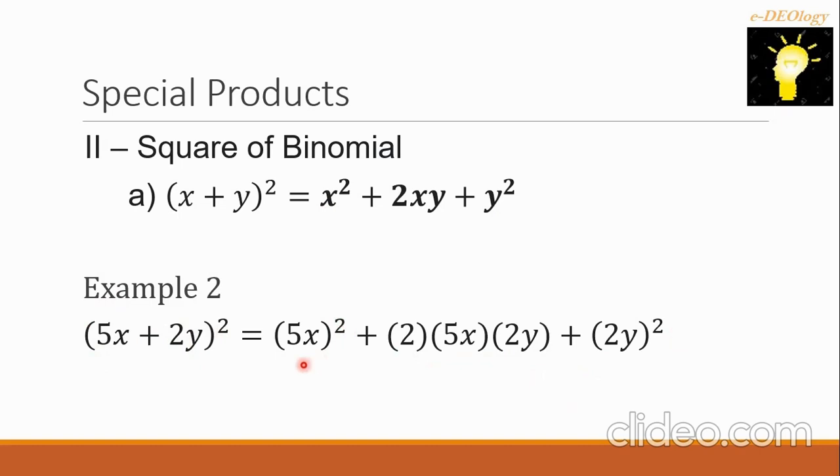And then simplify each term. So the 5x power 2 becomes 25x squared. The middle term, 2 times 5 is 10, times 2 is 20, and the xy will just be included. So the middle term is 20xy. Plus the last term, the 2y squared, is now equal to 4y squared.